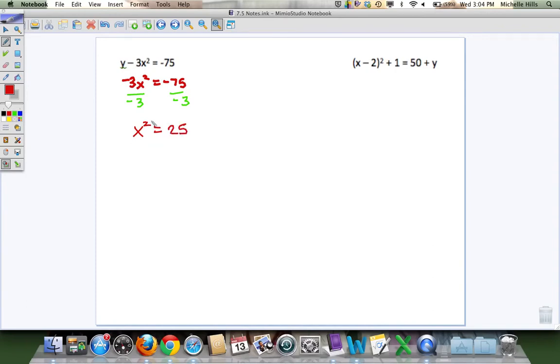Now I'm down to where the thing being squared is by itself, so I square root the x squared to eliminate the square and just get x.